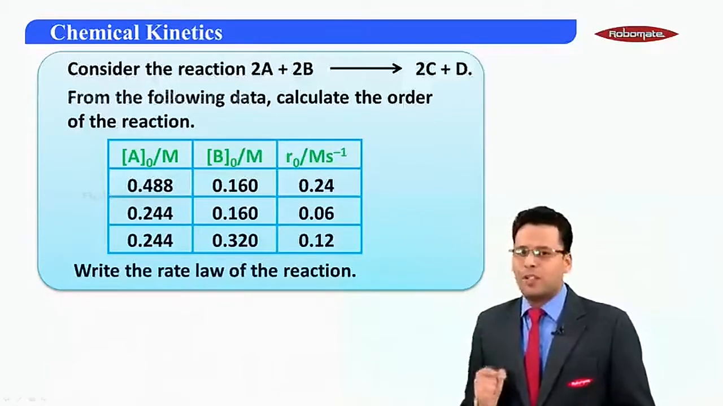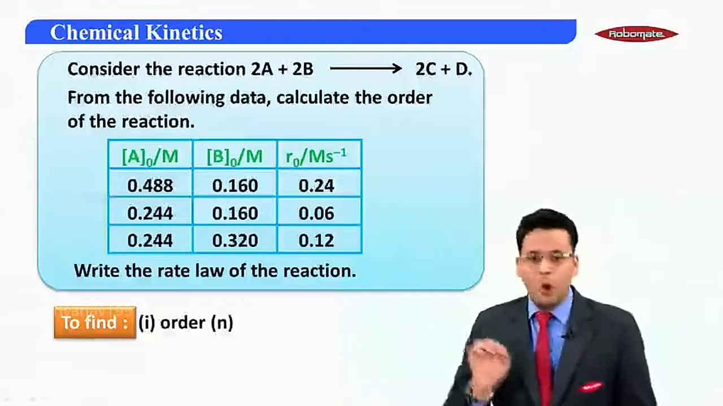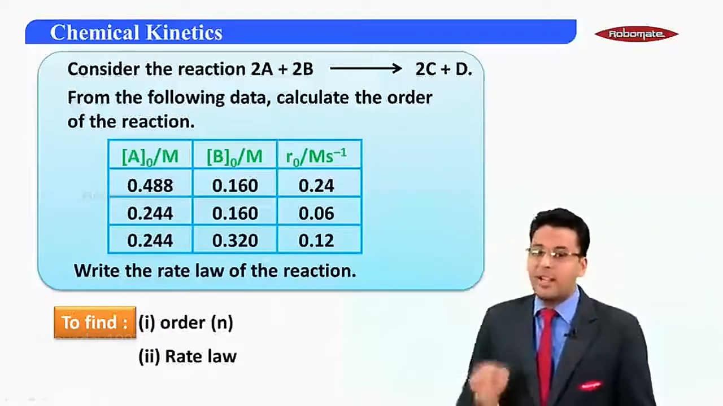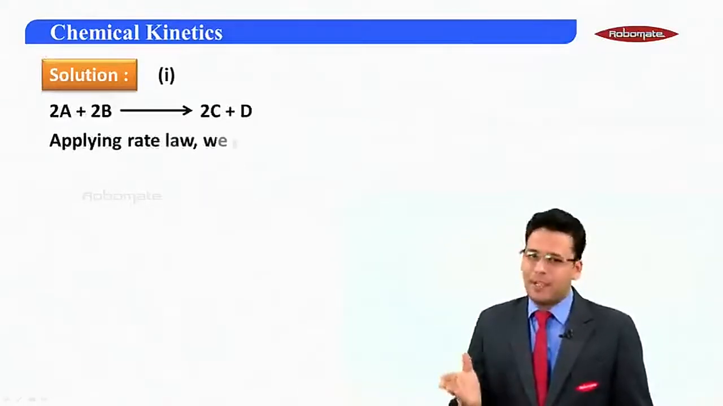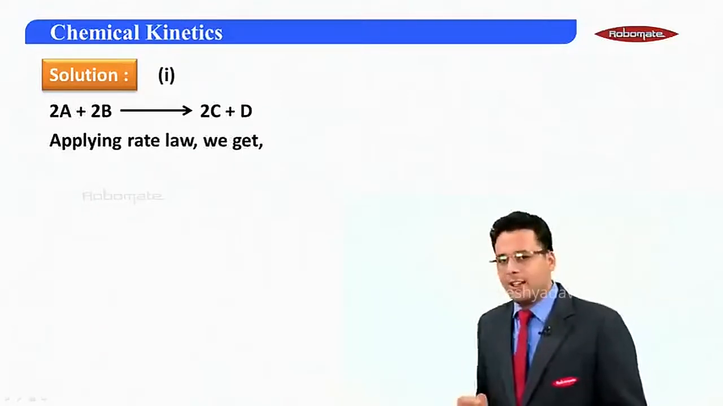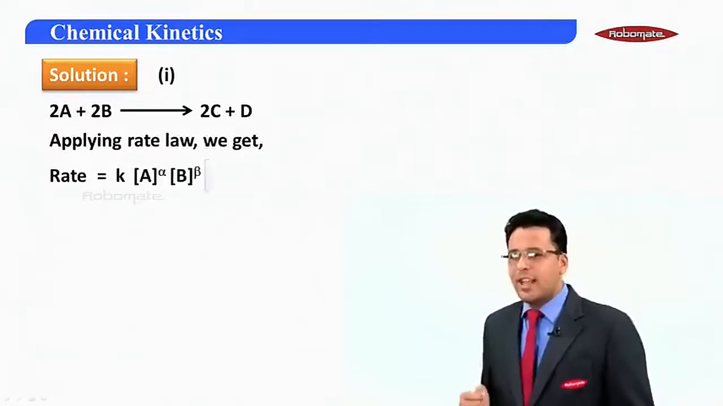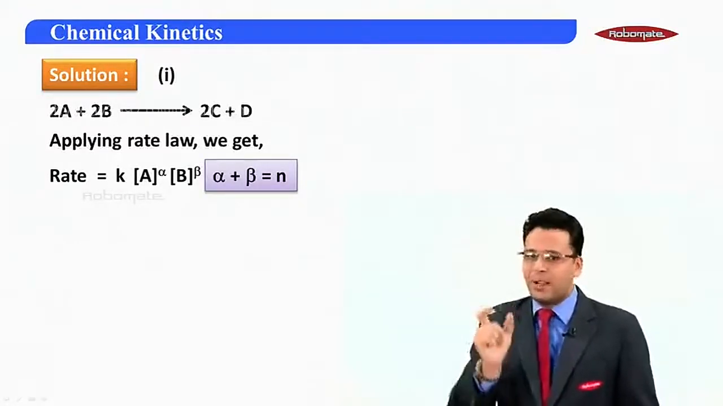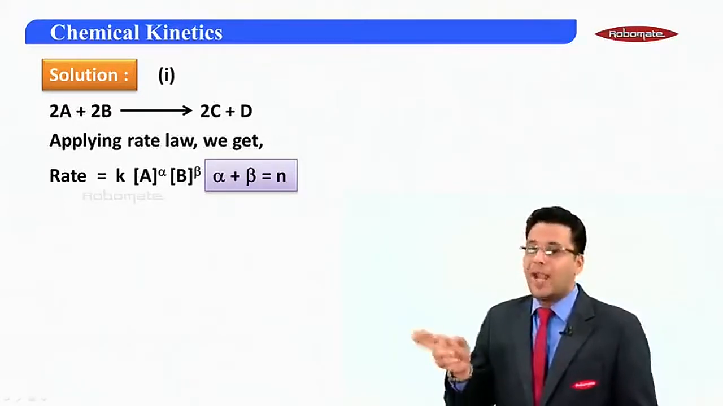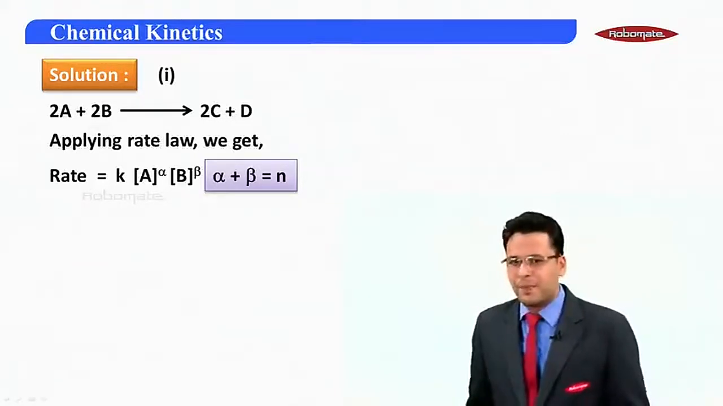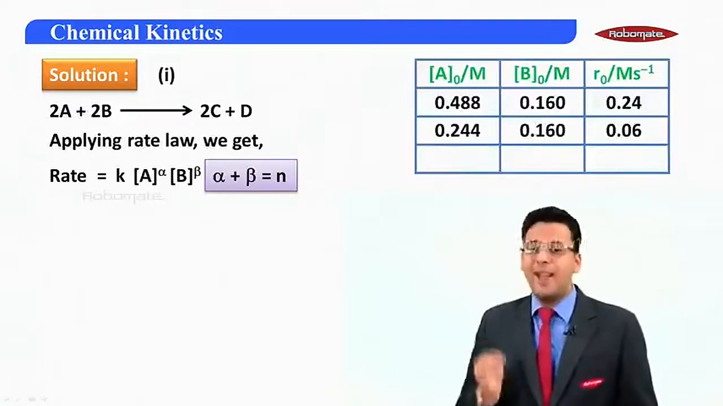If you observe this carefully, you will see that we have been asked to find two things: the order of the reaction, and we also have to write the rate law. So let's get started. We all know the equation 2A plus B gives 2C plus D. Here, when we apply the rate law, we get rate is equal to K into concentration of A raised to alpha into B raised to beta. We know that already. We also know that alpha plus beta, when added, gives us the overall order of the reaction.